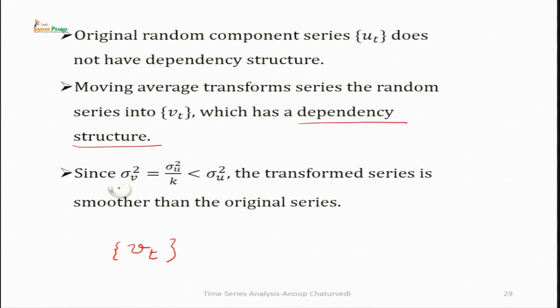Further, the transformed series has lower variance than the original series. So, the transformed series is naturally smoother than the original series. These are the two main effects of taking a moving average on the random component series u_t: the terms become correlated with each other, and the series becomes smoother than the original random series.